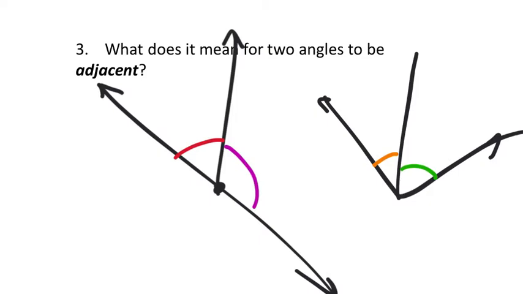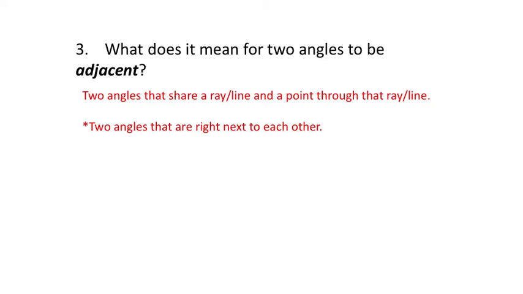They have to be right next to each other, and this will be important because we have another vocabulary word for ones that are kind of opposite to each other at an intersection or vertex. So this is kind of a nerdy way to say what we just barely said. Again, I kind of like the two angles that are right next to each other with an emphasis on that they share some kind of ray or line. That's kind of the important part right here, okay? But this is the nerdy way to say two angles that share a ray or line and a point through that ray or line. Boom.